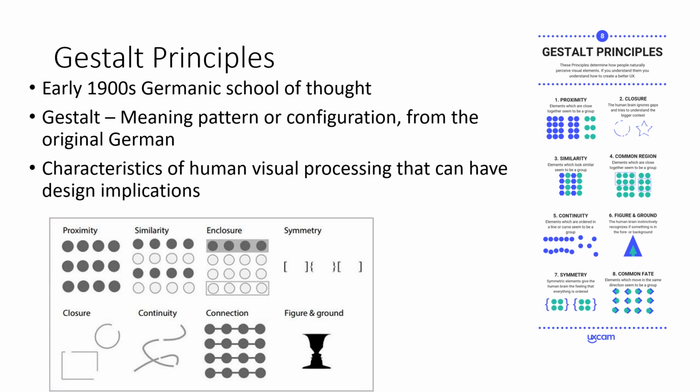Okay, so Gestalt principles. I'm giving you some of these things because, like I said in one of the first lectures, you will start to see these problems everywhere. And part of that is because of Gestalt principles. It's an early 1900s school of thought from Germany. It means pattern or configuration. And it's essentially characteristics of human visual processing that can have design implications. So we'll go through this.